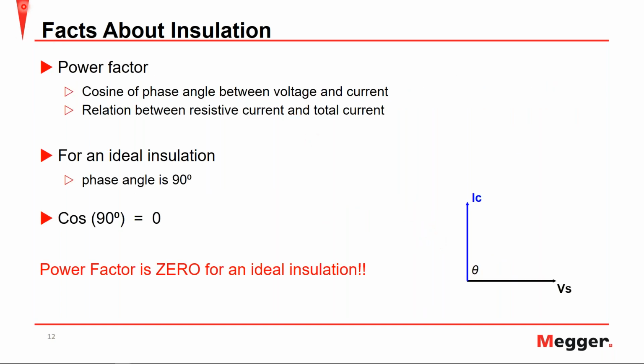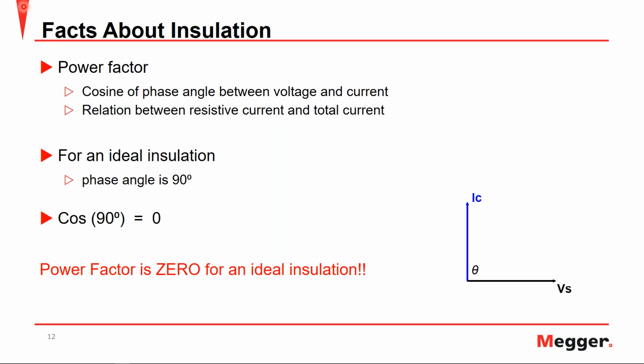This is important because power factor is defined as the cosine of the phase angle between the voltage and the current, or the relation between the resistive current and total current. And for the ideal situation shown here in the right-hand corner, the phase angle is 90 degrees, and the cosine of 90 degrees is 0, showing that power factor is 0 for an ideal insulation.